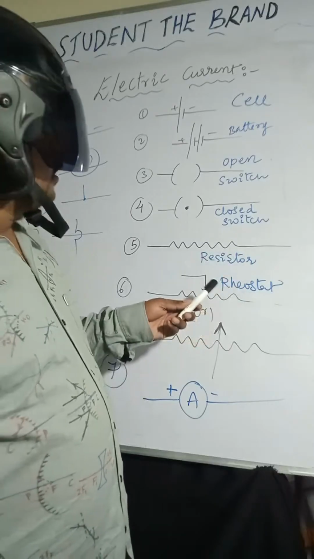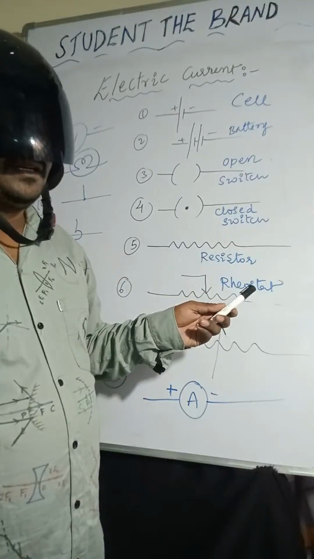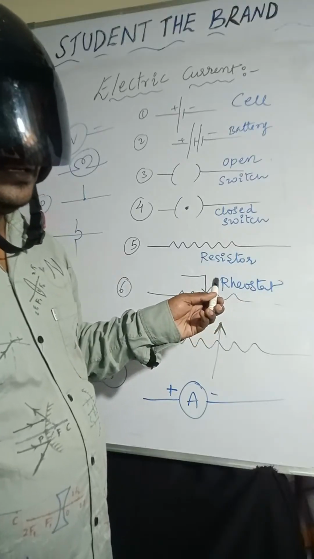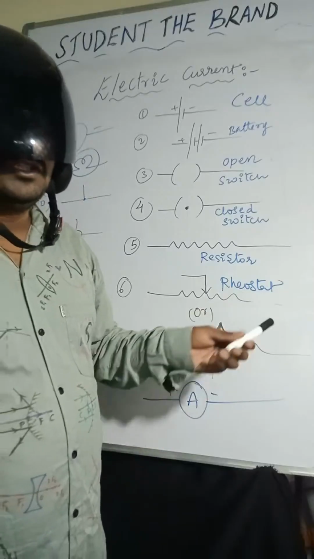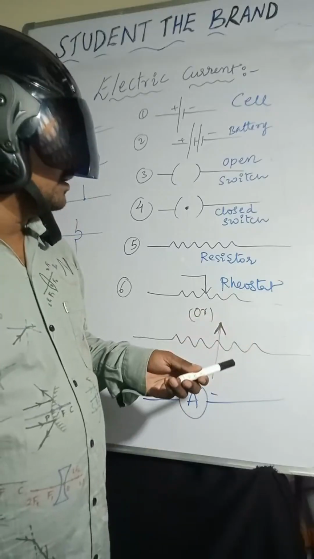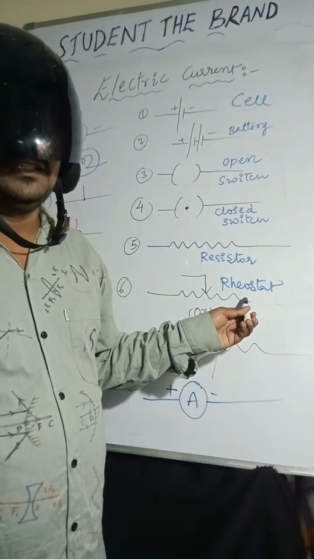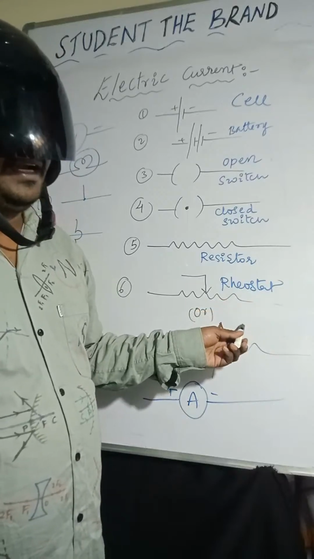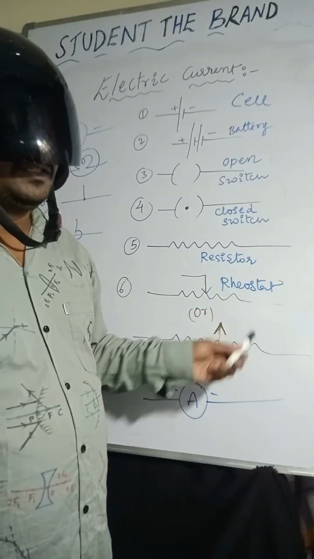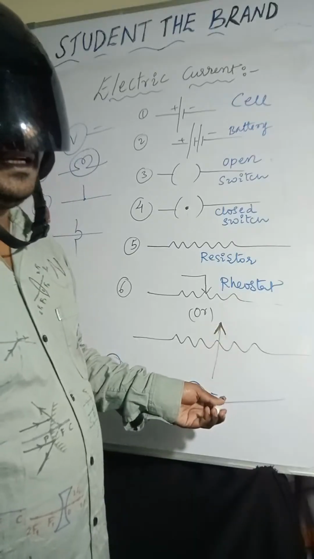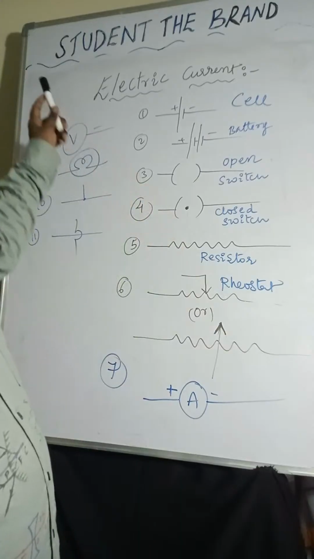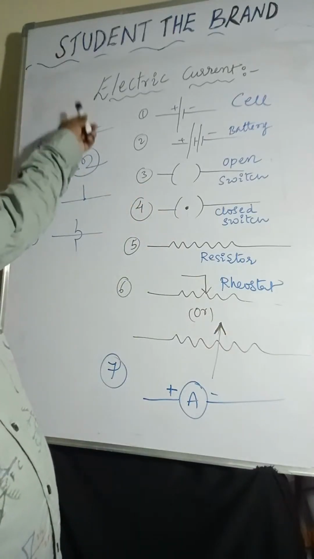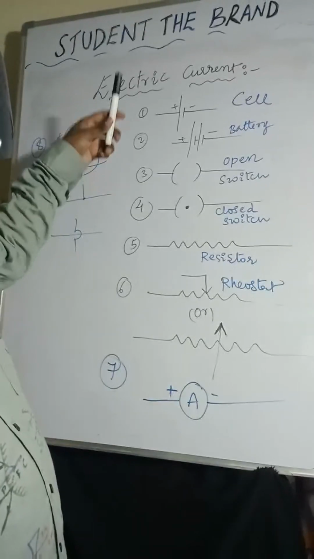Okay. So a rheostat is a device which is used to regulate the current without changing the voltage source. Coming to the ammeter, an ammeter is a device which is used to measure the electric current. A voltmeter is a device which is used to measure the potential difference.